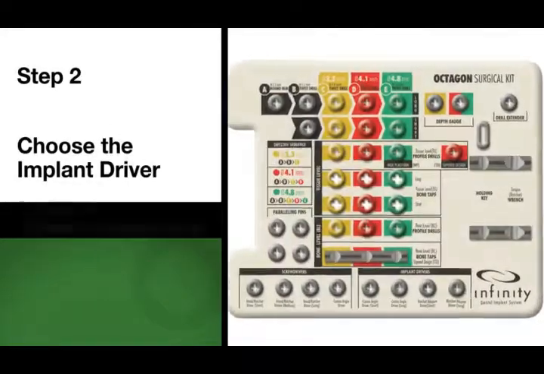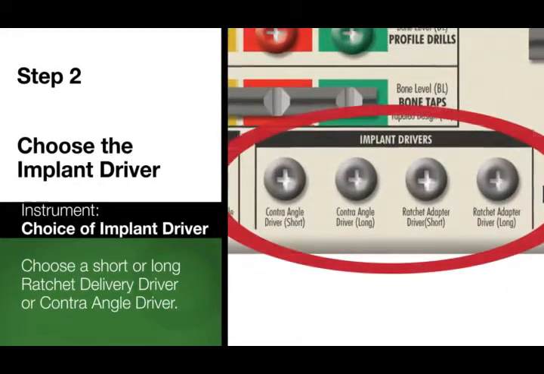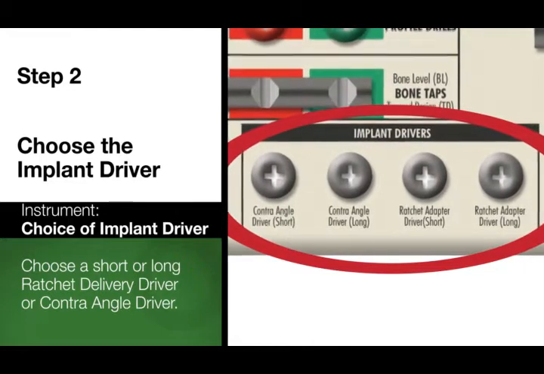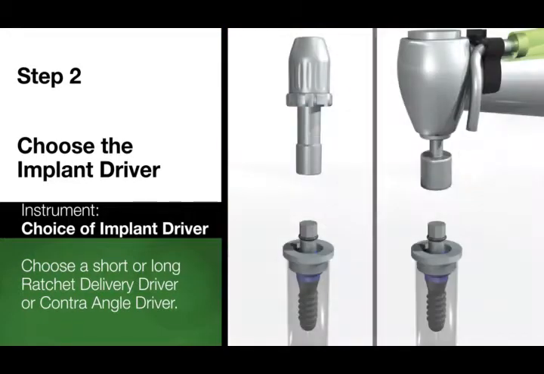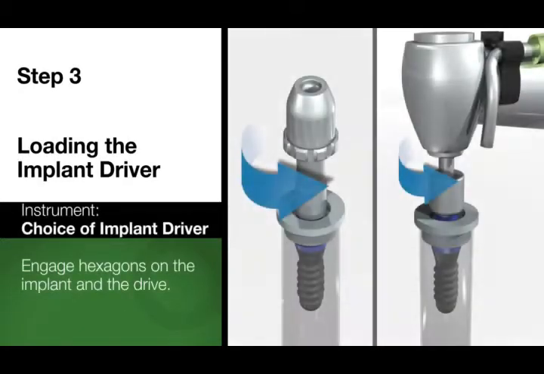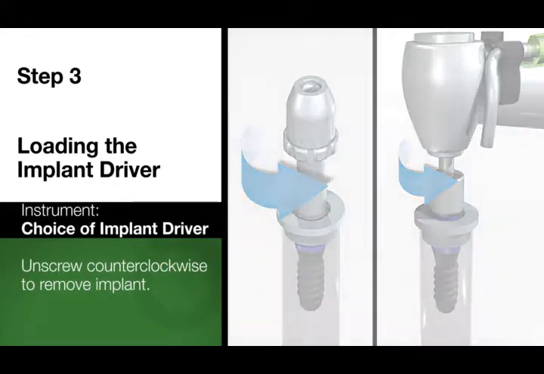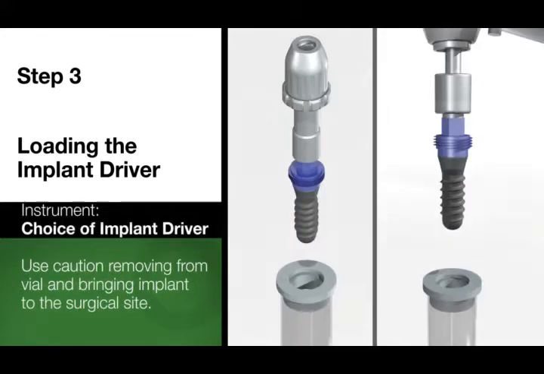Step 2. Choose from either a short or long contra-angle driver or torque wrench driver. These can be found in the bottom portion of your Infinity OCTAGON surgical kit. Step 3. Loading the implant driver. Engage the driver with the top transfer of the OCTAGON implant extending out of the top of the implant suspension chamber. With simple counterclockwise motion, unscrew to remove the implant. Use caution when removing the implant and moving to the surgical site.